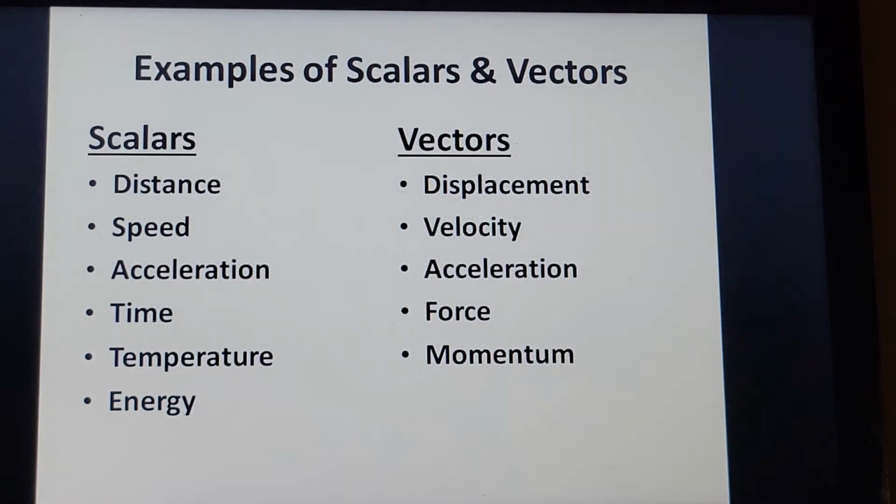Speed is a scalar. Miles, 35 miles per hour. You're not concerned about the direction. That's a scalar. If you're talking about 35 miles per hour in a particular direction, that's referred to as a velocity. That makes it, instead of speed, it becomes a velocity vector.